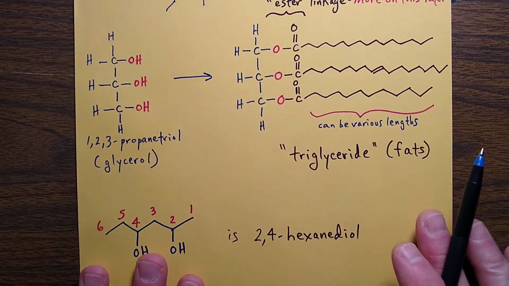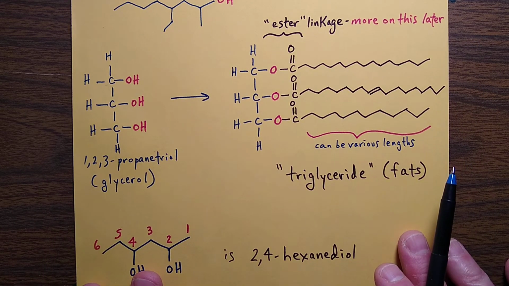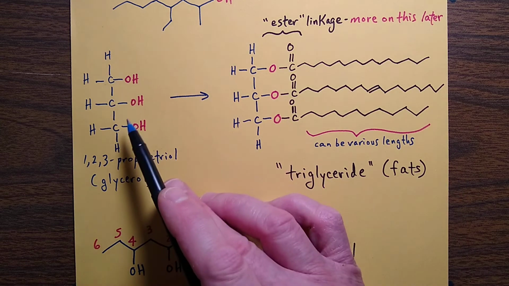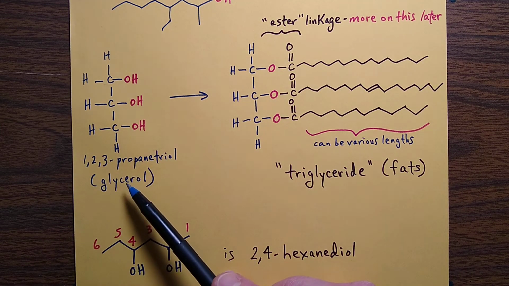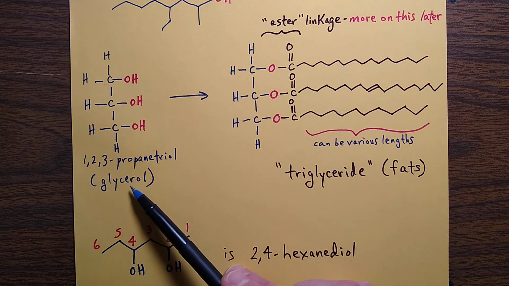And believe it or not, there are actually alcohols that have 3 carbons in a row, or 3 OHs in a row. This is a very well-known and useful molecule called glycerol. Sometimes it's known also as glycerin.